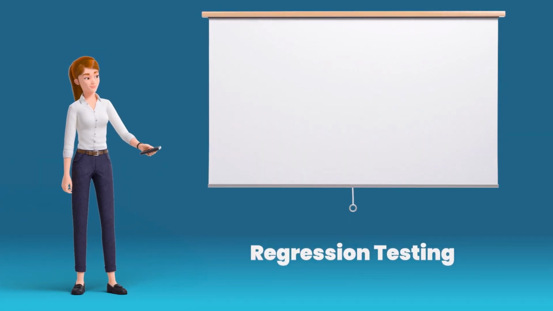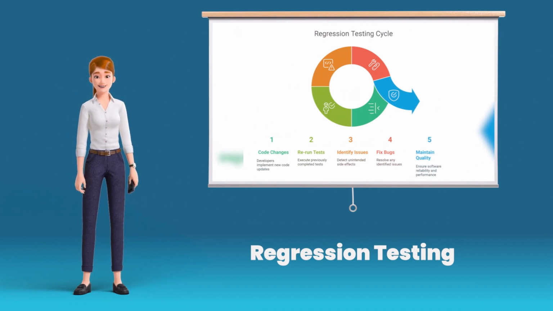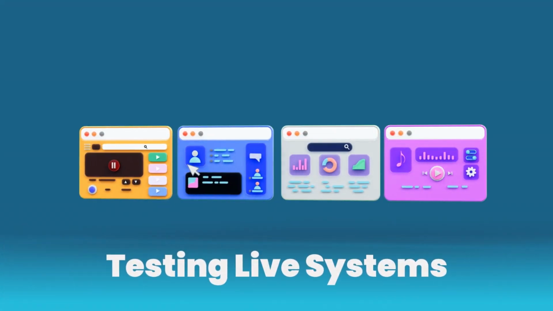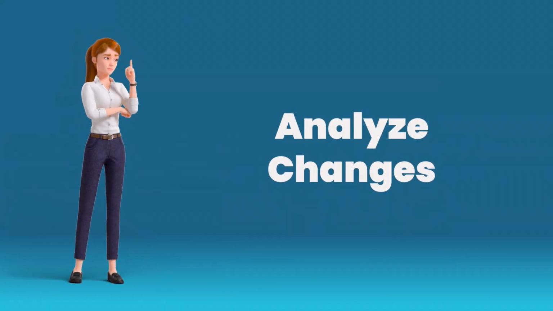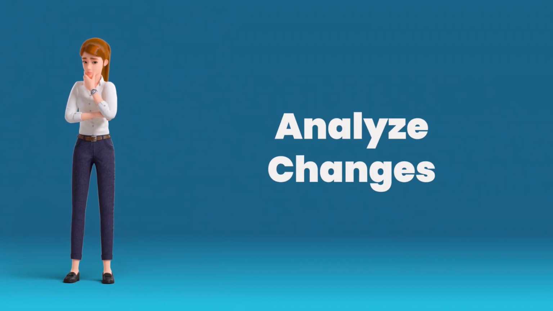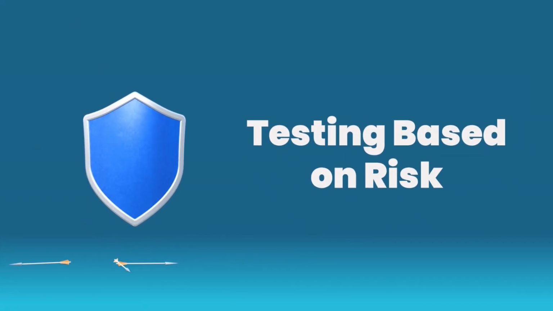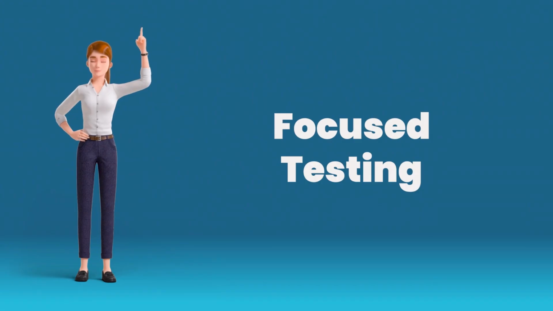We have to test the new features or fixes and check for regressions in parts of the system that weren't changed. That sounds tricky. How do you know what to test when the system is already live? That's where impact analysis comes in. Before you make a change, you analyze what might be affected. If the risk of the change is high, then testing has to cover a broader area. If the change is small, you focus more on just the area that's affected.